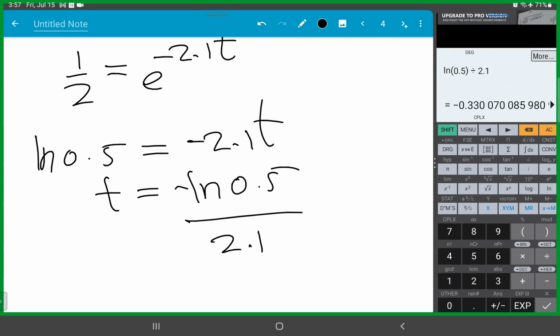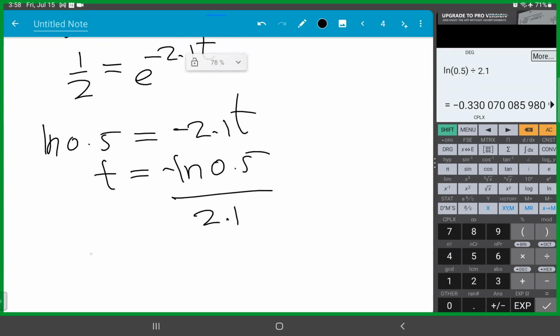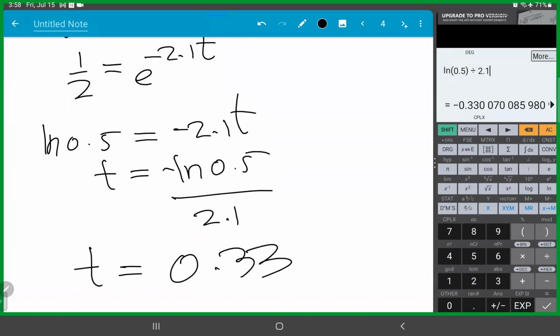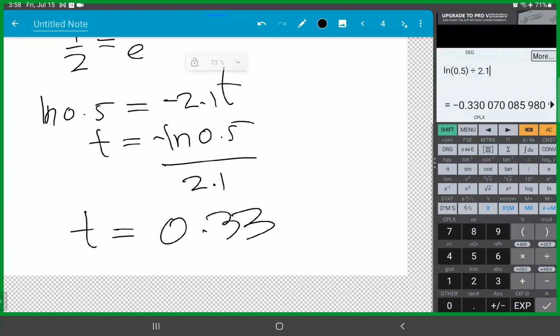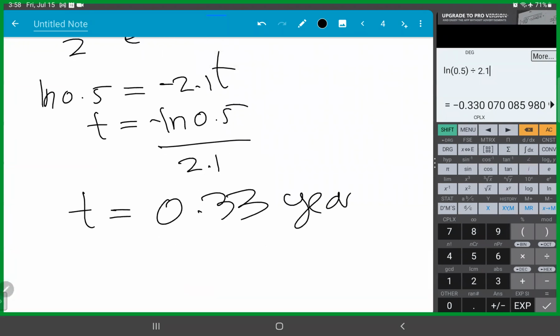So negative point, negative, so 0.33 ang half-life niya. So of course, medyo mali yung, hindi maganda yung constant na binigay, no? Pwede sigurong years yan. Kung halimbawa years yan, you can convert it to, say, a different time unit. Say hours or months or seconds.